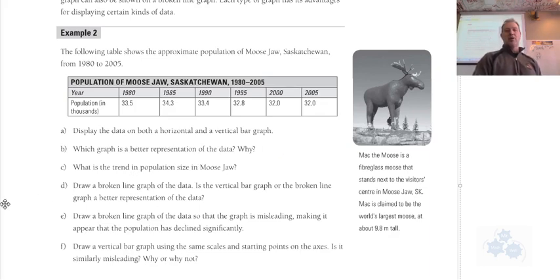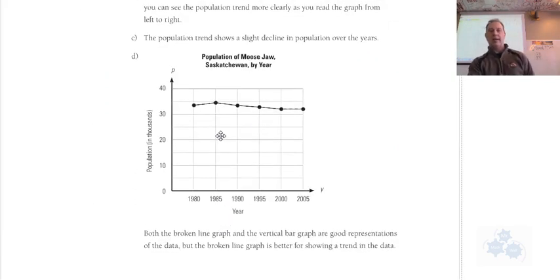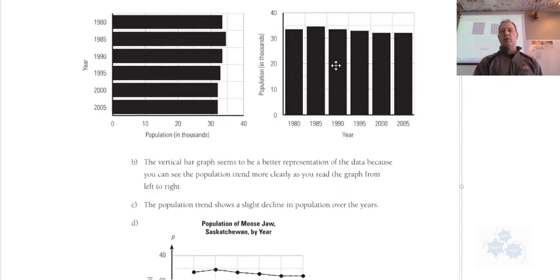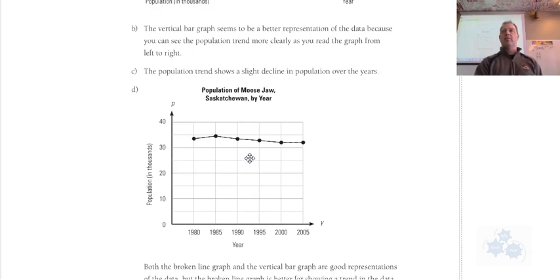Okay, so draw the data on a broken line graph. Okay, let's see what that looks like. Well, here we go. This is a broken line graph. Okay. Now, do you like the vertical bar graph or the broken line graph better? Which one of those do you like better? Which one do you like better?